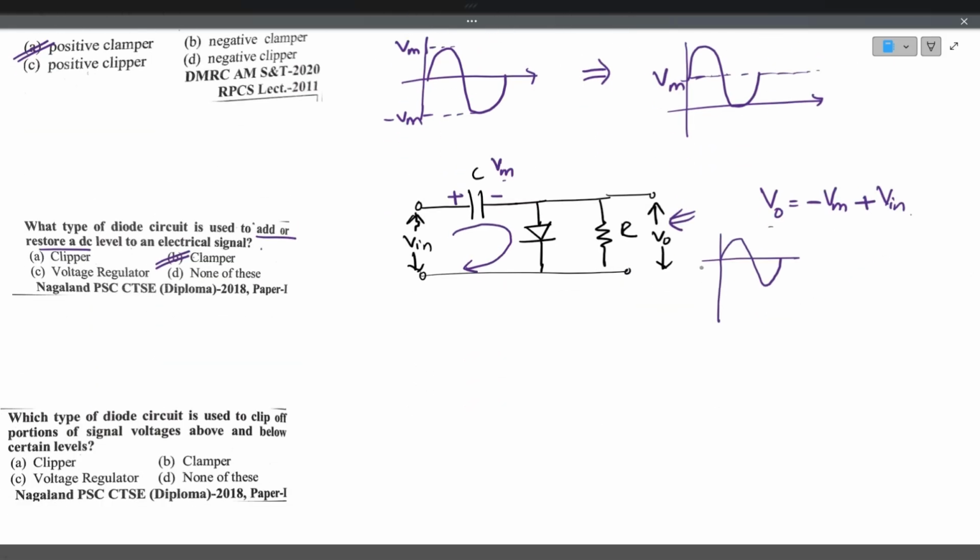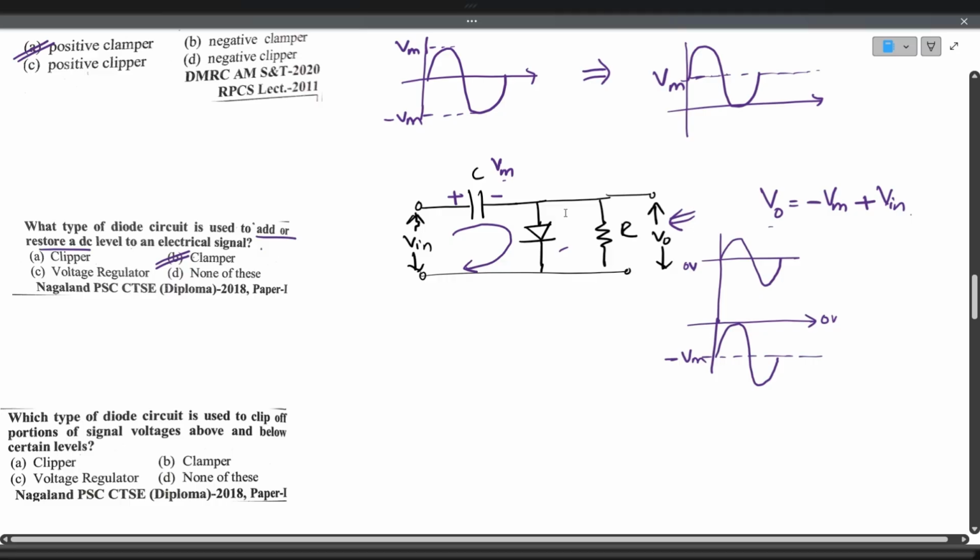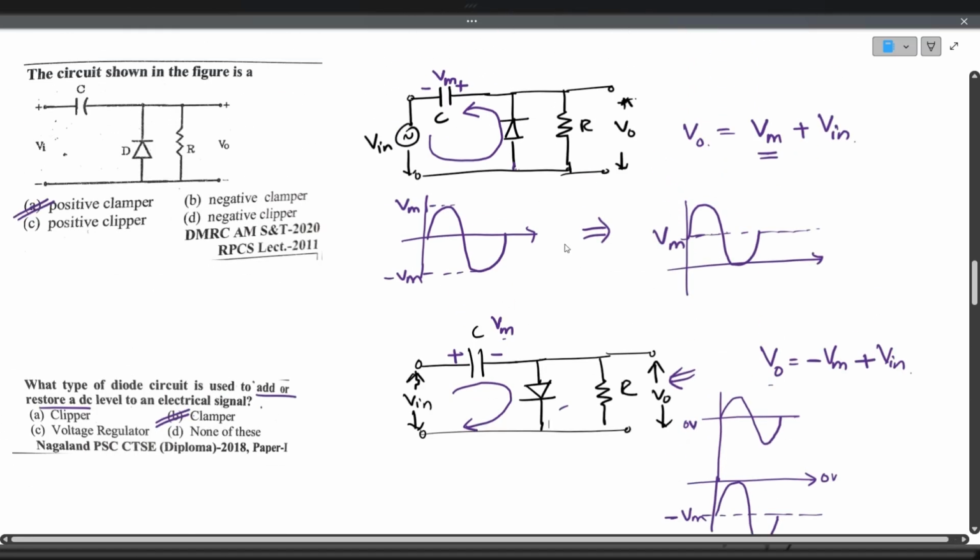This is the input voltage with zero bias. It is being shifted like this. This is 0 volts and this is negative Vm, minus Vm. So the output will be like this. It is shifted to the negative side. That's why this is a negative clamper. If the diode is facing downwards, it is a negative clamper. If the diode is facing upwards, it is a positive clamper.